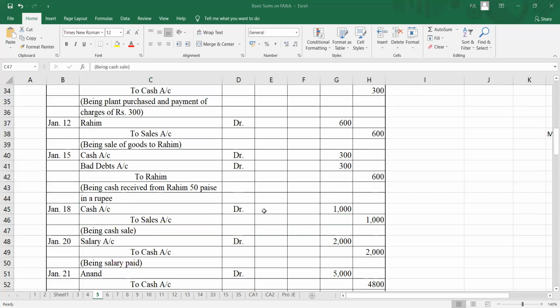On January 20, paid the salary to Ratan. We have paid the money to Ratan. Here we have paid, it is not payable. Please remember this. So who are impacted over here? Salary is impacted, and since we have paid, cash is impacted. We are not writing Ratan's name here.